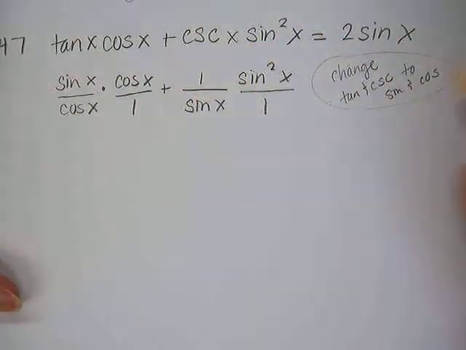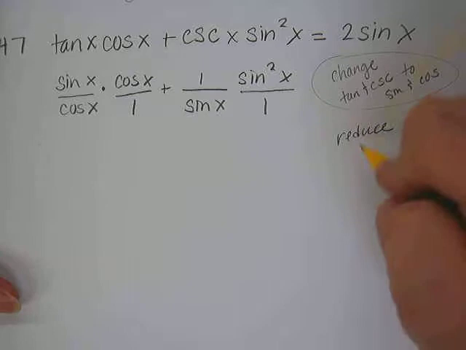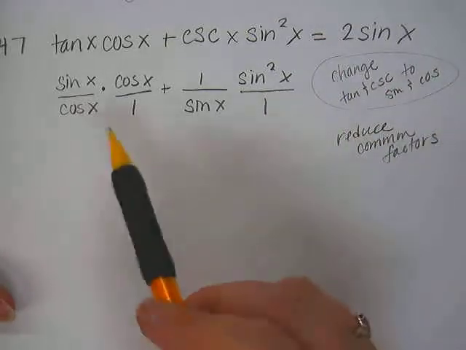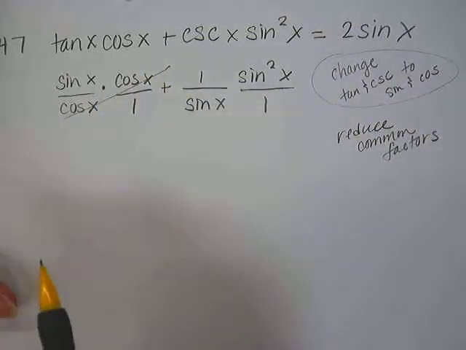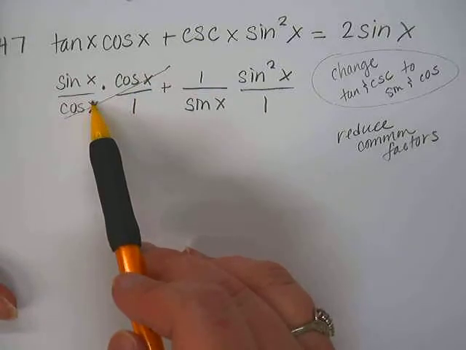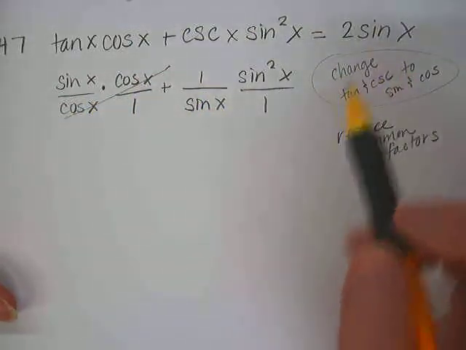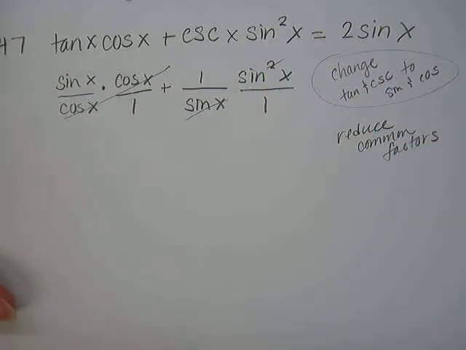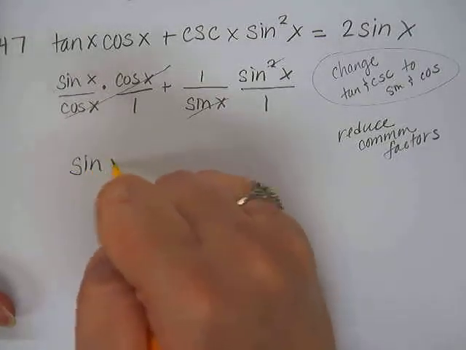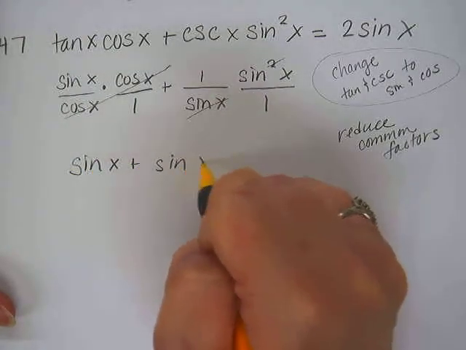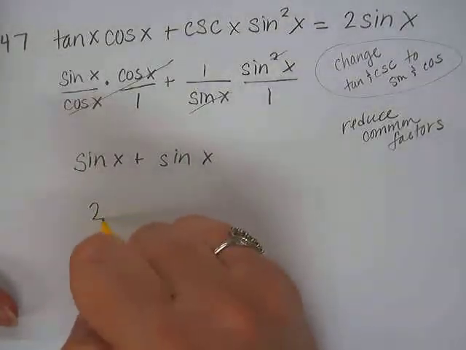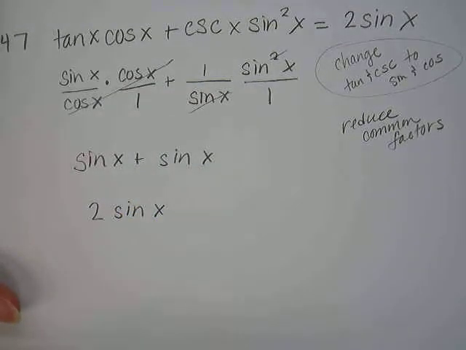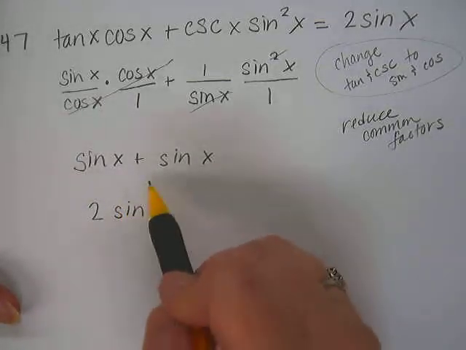Sure. Okay, then let's go through and reduce these fractions. So reduce common factors is my next step here. Those cosines are common factors that we can reduce, because if we have it on the top and the bottom of the fraction, it equals 1. So it can go away. And then we also have 1 here that we can do the same thing with, correct? So that leaves us with sine x plus sine x, which, combining like terms, if you're adding them, it's 2 of them, so 2 sine x.